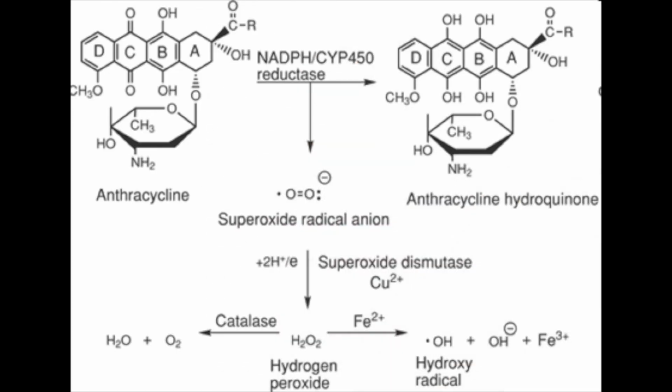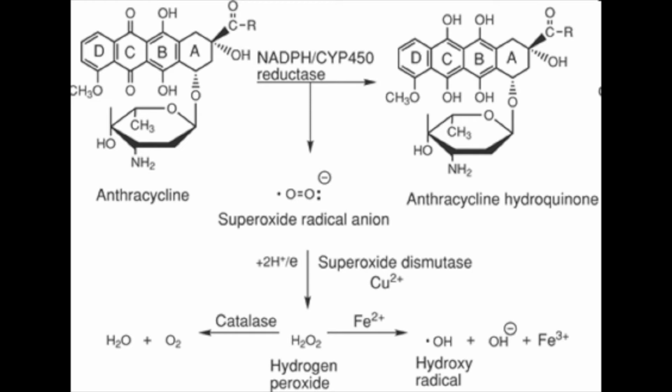Here we can see the bulky anthracycline molecule, which is converted through NADPH and the CYP enzyme known as CYP450 into the anthracycline hydroquinone. During this reaction of the reductase, there is a superoxide radical anion formed, which you can see in the middle of the screen. After further reduction through superoxide dismutase, this forms hydrogen peroxide, which can be catalyzed into water and oxygen and will produce no harm on the patient.